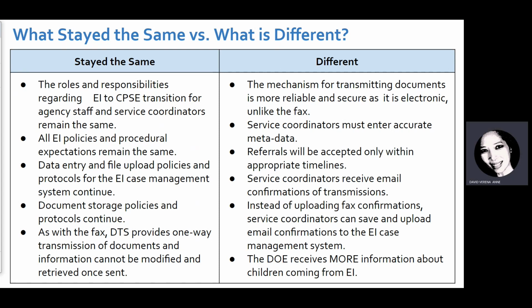What is different with the DTS? The mechanism for transmitting documents is more reliable and secure because, unlike the fax, it is electronic. Service coordinators have to enter accurate data during transmission. Referrals will only be accepted within the appropriate timelines. Service coordinators receive email confirmations, which can be uploaded to EI data systems to document in place of fax confirmations. And, as we mentioned, the DOE receives more information about children coming from EI.